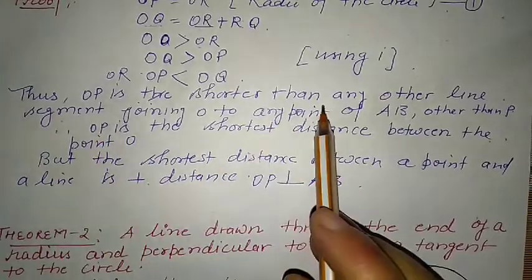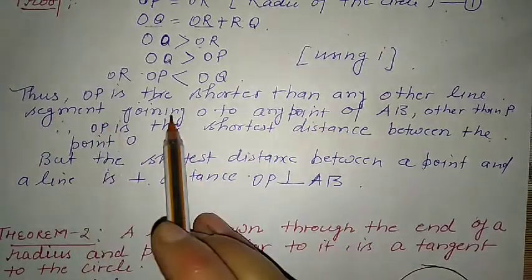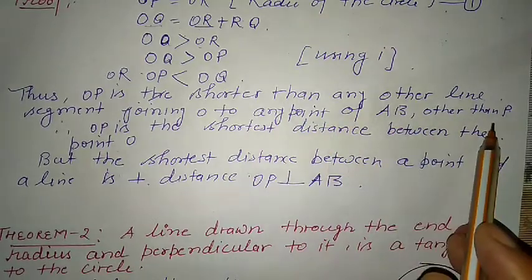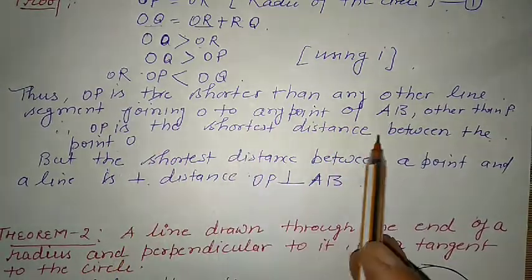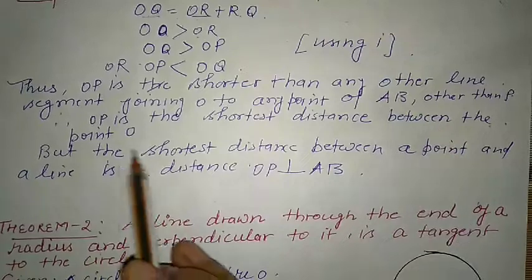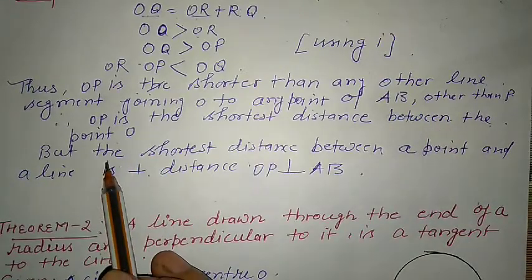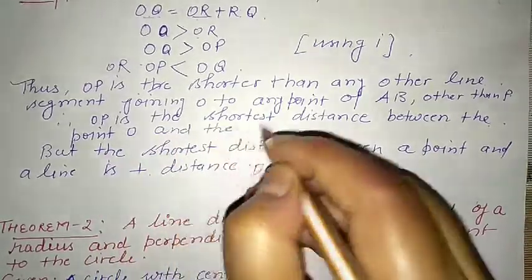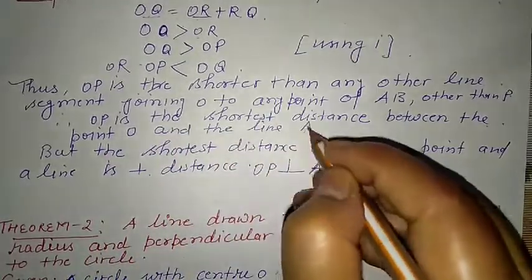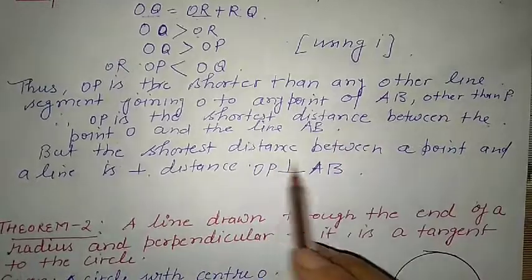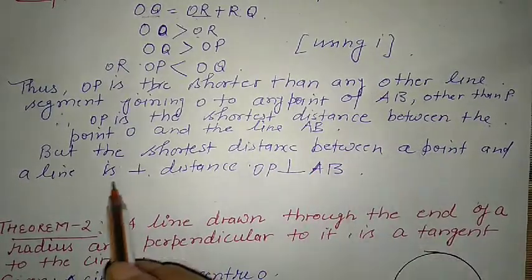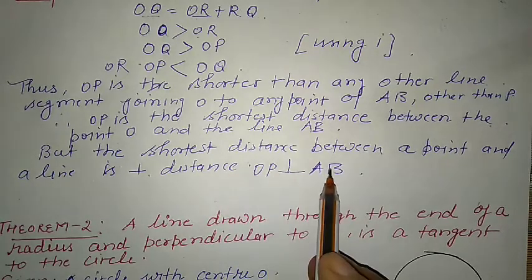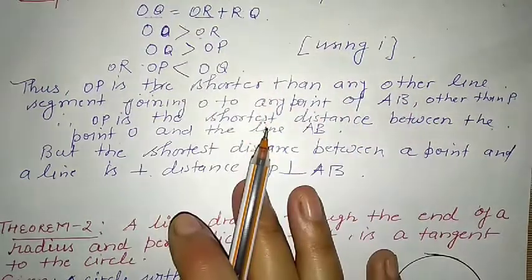Thus OP is shorter than any other line segment joining O to any point of AB other than P. So OP is the shortest distance between the point O and the line AB. But the shortest distance between a point and a line is called the perpendicular distance. So OP is perpendicular to AB. This is our first theorem.